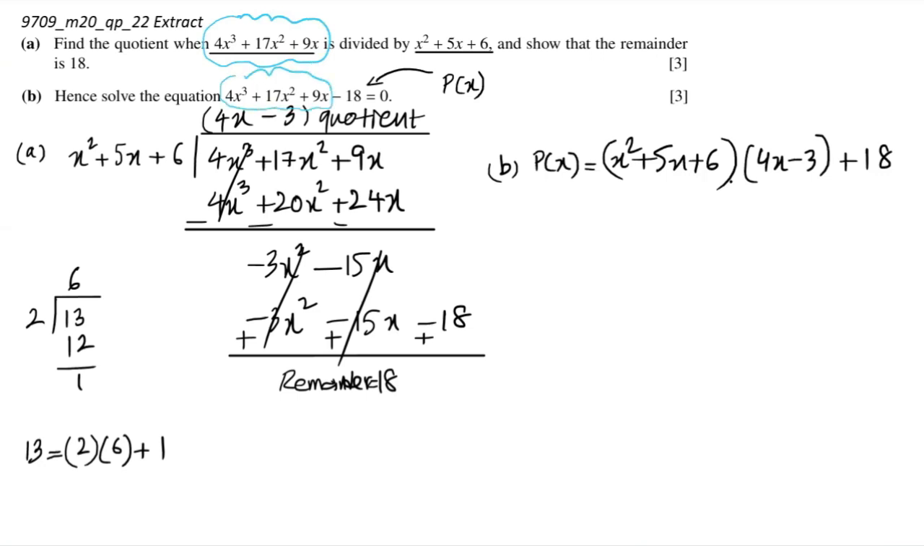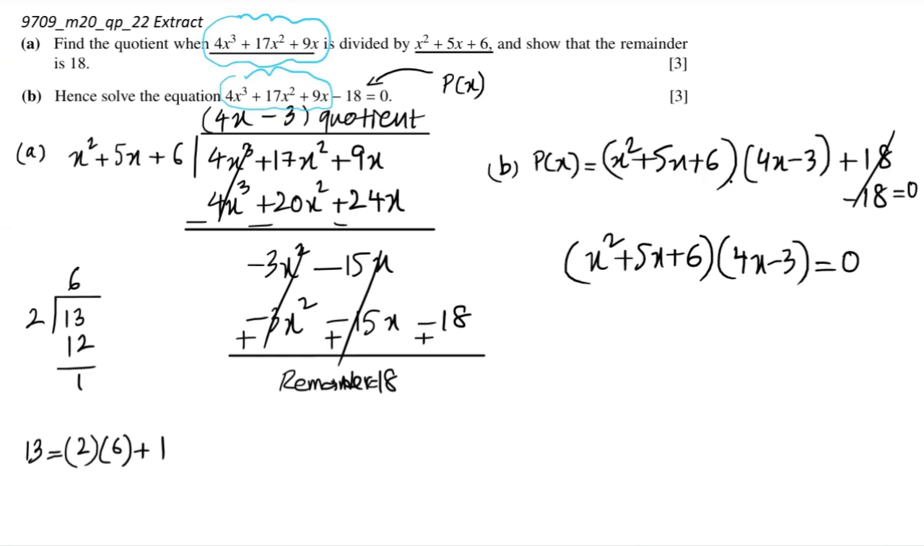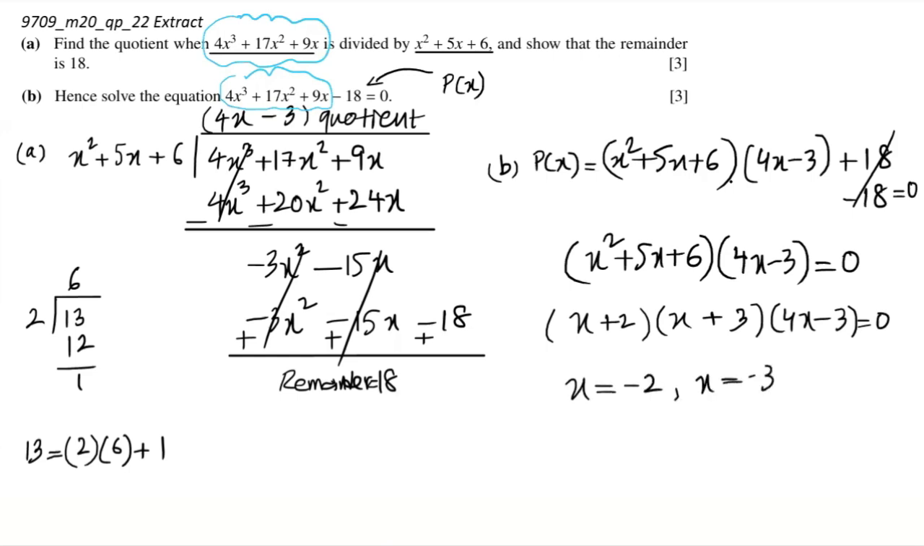So in the B part, if you want to solve this equation, you'll subtract 18, which will be equal to 0. So now all we are left with is this divisor, which is a quadratic one, and this linear factor. This becomes now a factor because this is equal to 0 now. So how do you factorize this part? This will be x plus 3 and x plus 2 and 4x minus 3. And hence, I can write the final roots of this cubic equation like x equals minus 2, x equals minus 3, and x equals 3 over 4.